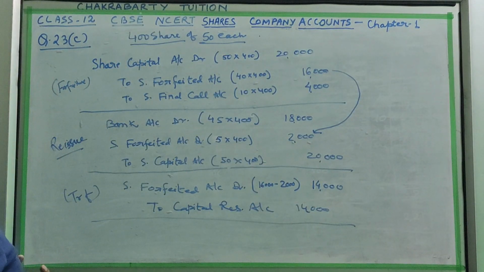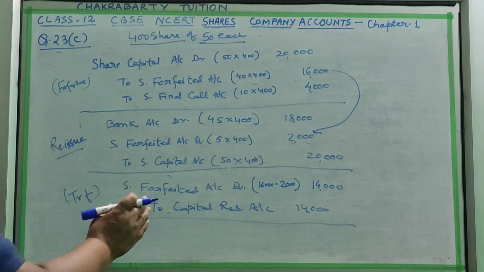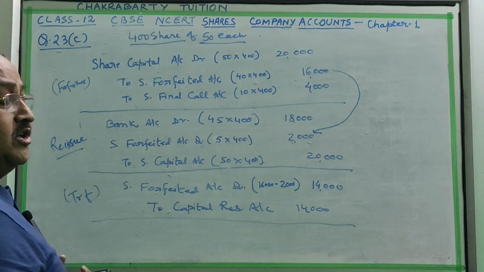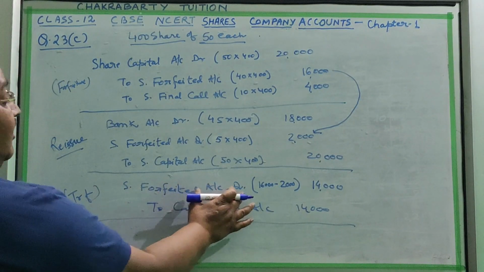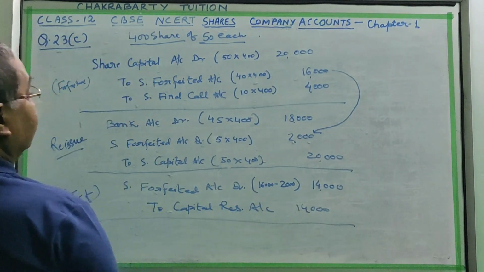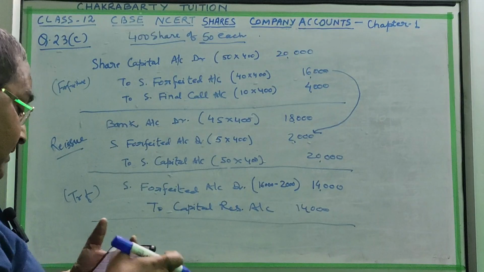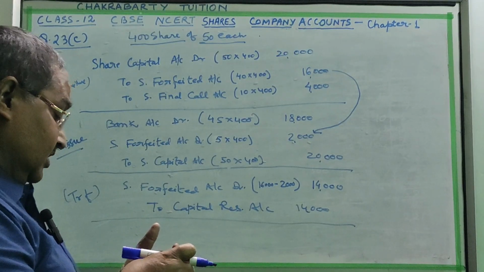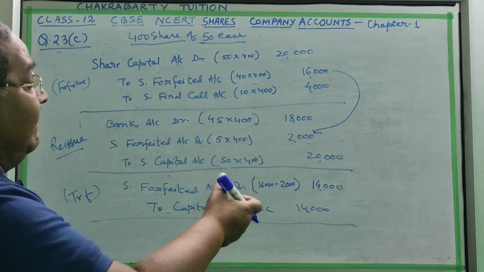So there is no case of pro rata reissue. It means capital reserve can be transferred, full amount you can transfer. So share forfeit account we will debit by 14,000 and transfer it to capital reserve account. Okay, so by this the question is over. Now next question, question 24, we will cover.